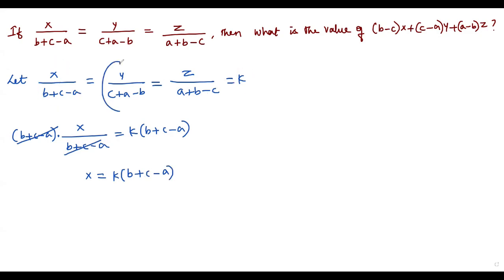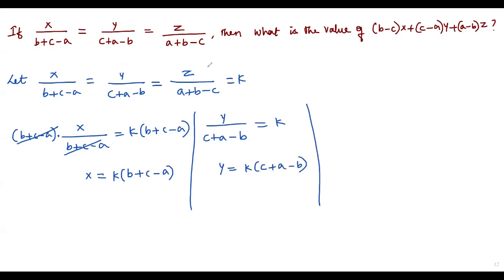Now let me equate the second one to k and solve for y. That is y over (c + a − b) equals k. Now to solve for y, I have to get rid of this denominator c + a − b. For that, I have to multiply both sides by c + a − b. Then I'm getting y equals k times (c + a − b).